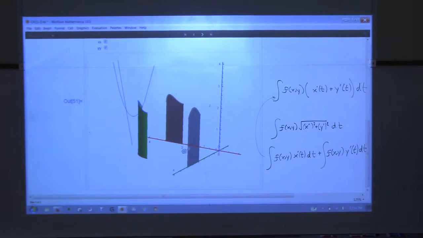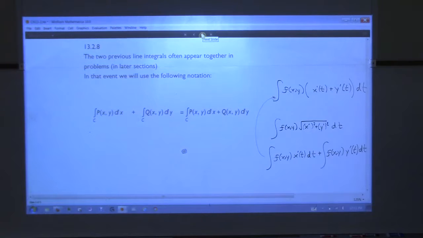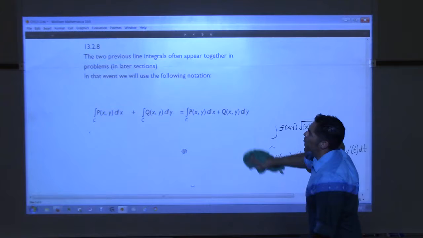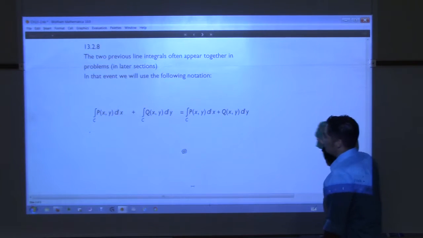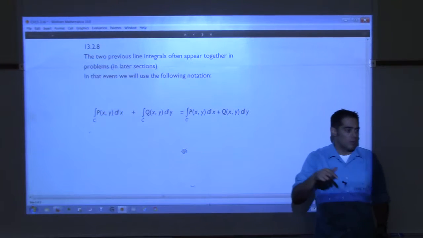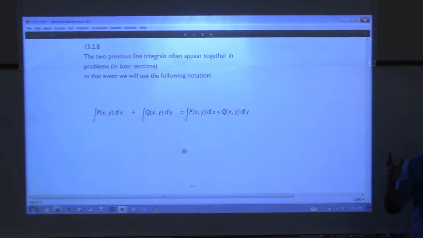All right, let's get through this note, and I think there's another example here. The two previous line integrals often appear together in problems. So throughout the rest of this chapter, the line integral with respect to x or with respect to y, they'll appear. And we often write them together in a single problem.